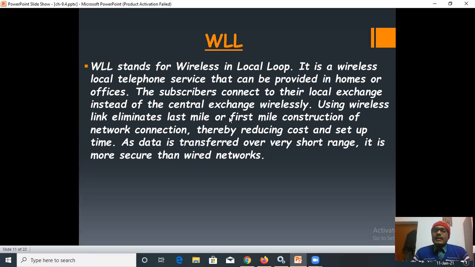The subscriber connects to their local exchange instead of the central exchange wirelessly. Using a wireless link eliminates last mile or first mile construction of the network connection, thereby reducing the cost and setup time. So what is the advantage? It can catch the signal without any wired connection. It reduces the cost, it reduces the setup time, and data is transferred over a very short range. It is more secure than wired networks.